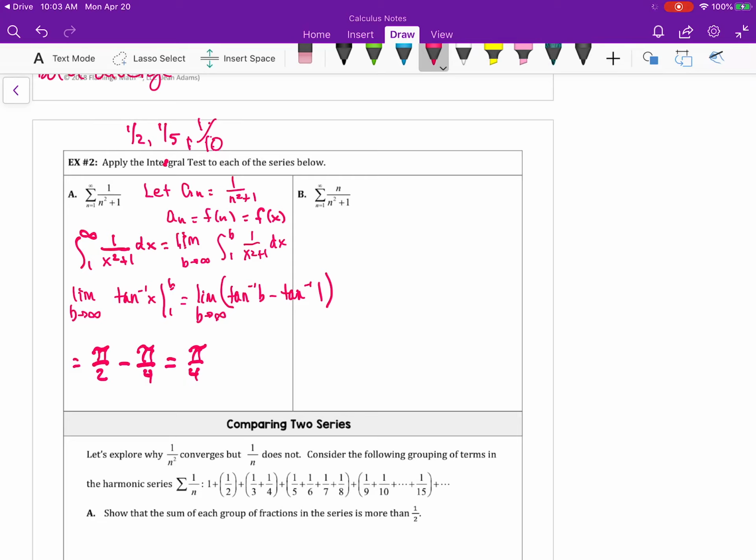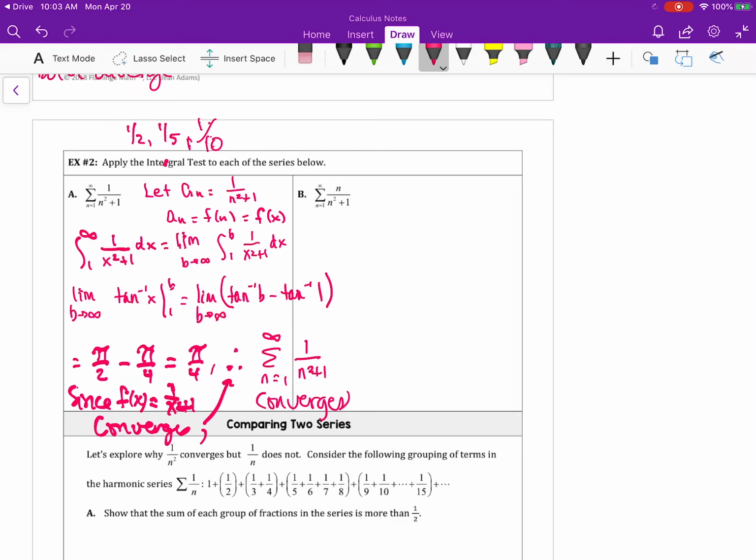Okay? So since this integral is pi over 4, that means that your integral converges, right? Since f of x equals 1 over x squared plus 1 converges, if I added up all of the area between this function and the x-axis from 1 to infinity, I would get pi over 4. Okay? So therefore, summation n equals 1 to infinity of 1 over n squared plus 1 converges.